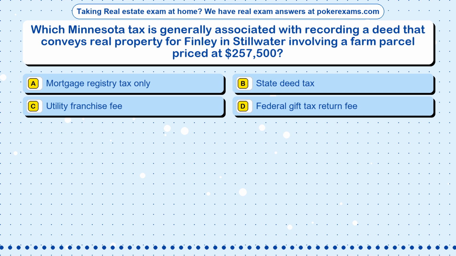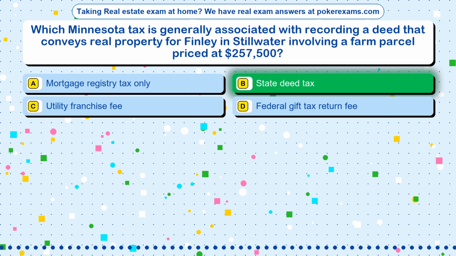Question 74. Which Minnesota tax is generally associated with recording a deed that conveys real property for Finley and Stillwater involving a farm parcel priced at $257,500? Option A. Mortgage registry tax only. Option B. State deed tax. Option C. Utility franchise fee. Option D. Federal gift tax return fee.